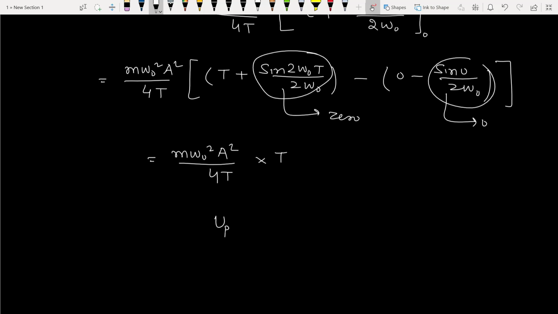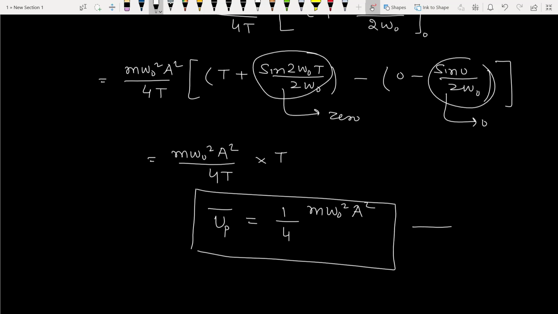So the average value of potential energy will be 1 by 4 m omega naught square a square. This is equation number 11. And the conclusion is that the average values of kinetic energy and potential energy for a mechanical oscillator are equal to each other.